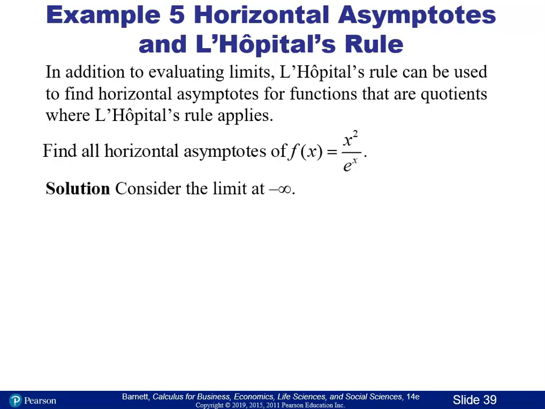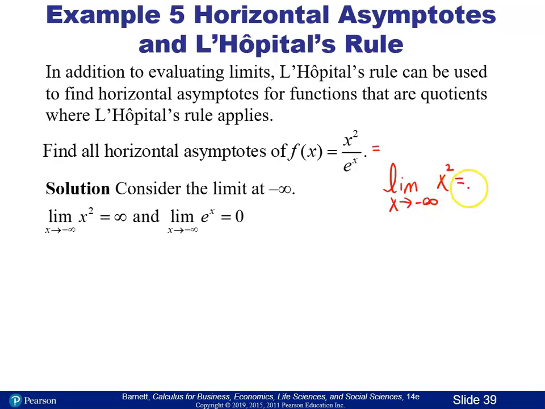We want to consider the limit as x goes to negative infinity. If I'm putting negative infinity into x squared, I'm going to end up with infinity, because even though I'm putting in a negative, I square it, which gets rid of the negative, and I'm left with the positive. And then the denominator is e to the x. If I'm plugging in negative infinity here, I'm going to get 0 for it.